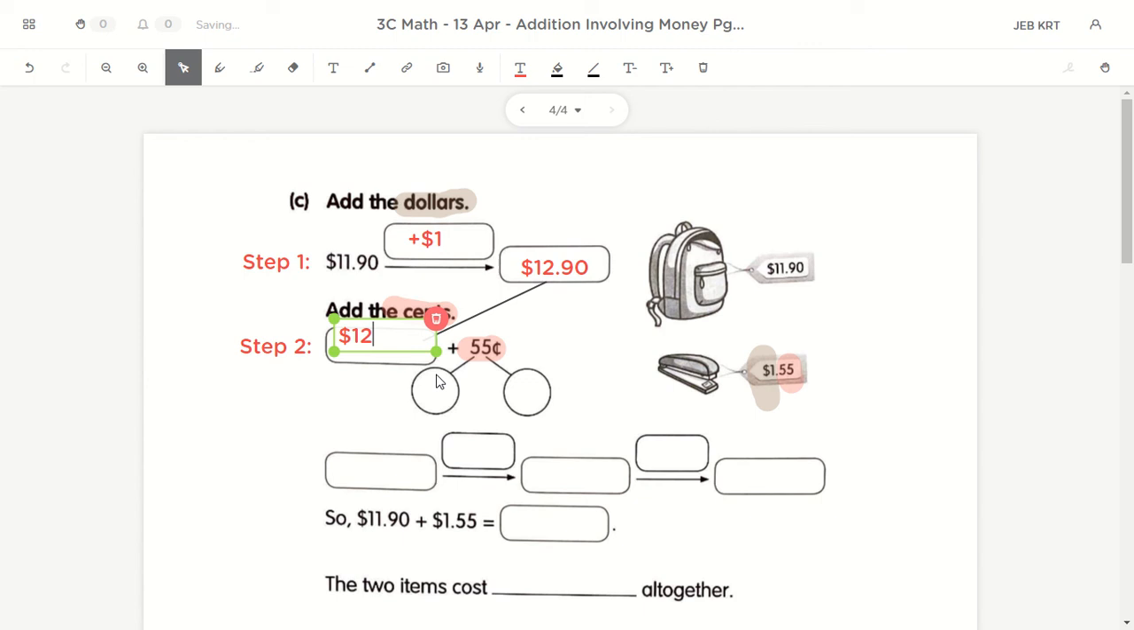Okay, so $12.90 from the first part. I'll write it down here. And now you realize that 90 cents plus 55 cents definitely go over $1. So you want to use number bond. So what I want is to make a number bond so that it helps me to add to these 90 cents. And you ask yourself, 90 cents and what gives you $1? 90 cents and 10 cents will give you $1, and if this part is 10, this part will be 45. Alright, so let's put in the cents in.